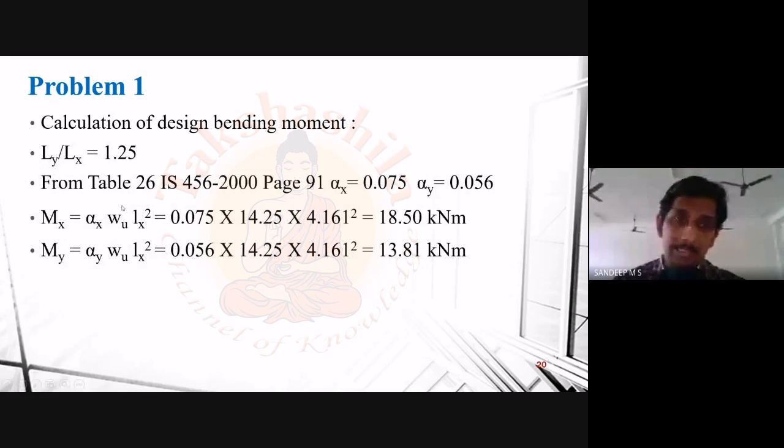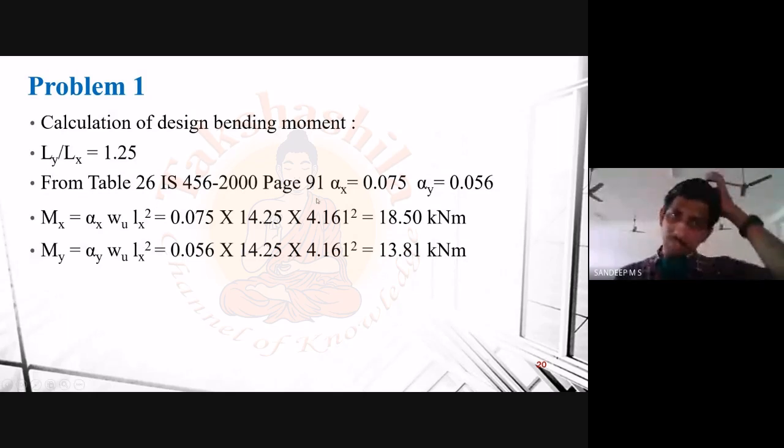Then what we have to do is calculate the value of mx and my. For this, since we have a restrained slab, please do note it. When we have a restrained slab, we have to refer table number 26. If we were having a simply supported slab, as we have done in the previous problem, we have to take alpha x and alpha y from table number 27. Okay. So this is the case of restrained slab.